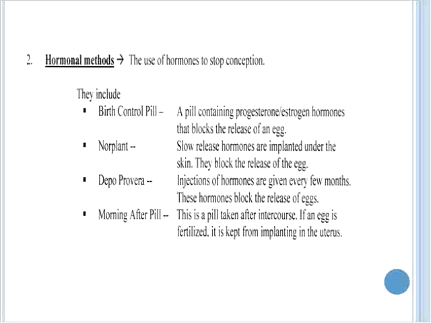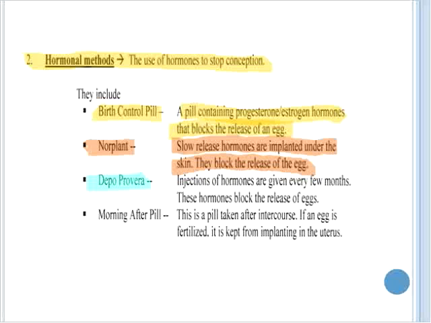Hormonal methods are also utilized. They include the birth control pill. These pills contain progesterone, estrogen hormones that through the negative feedback loop block egg release. Norplant. They slowly release hormones or implant under the skin. Again, they also block the release of the egg. Depo-Provera is an injection of hormones given every few months. Again, they also block the release of the egg.